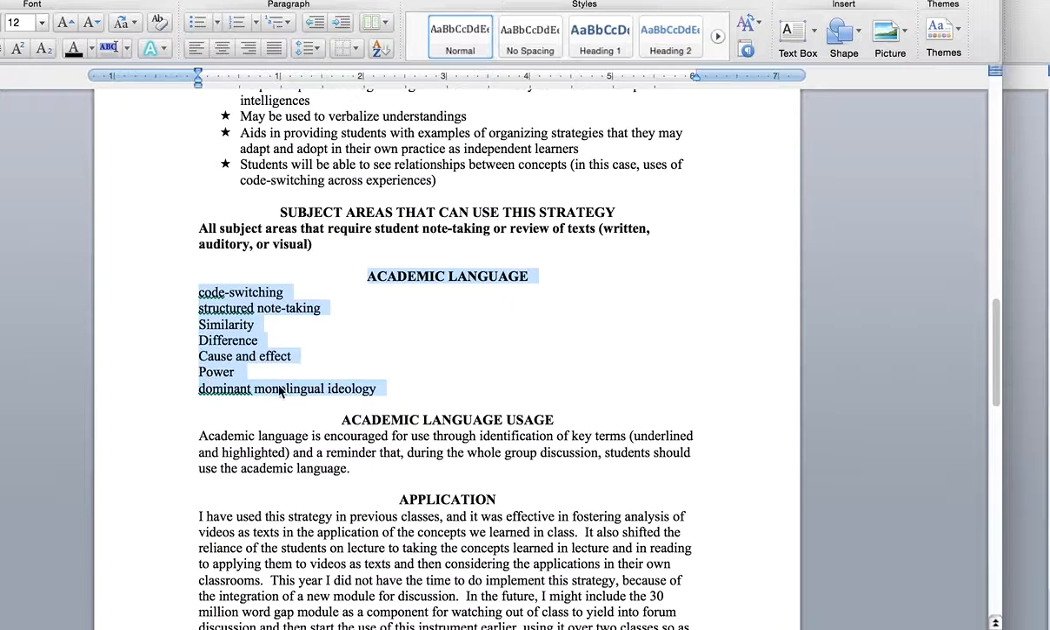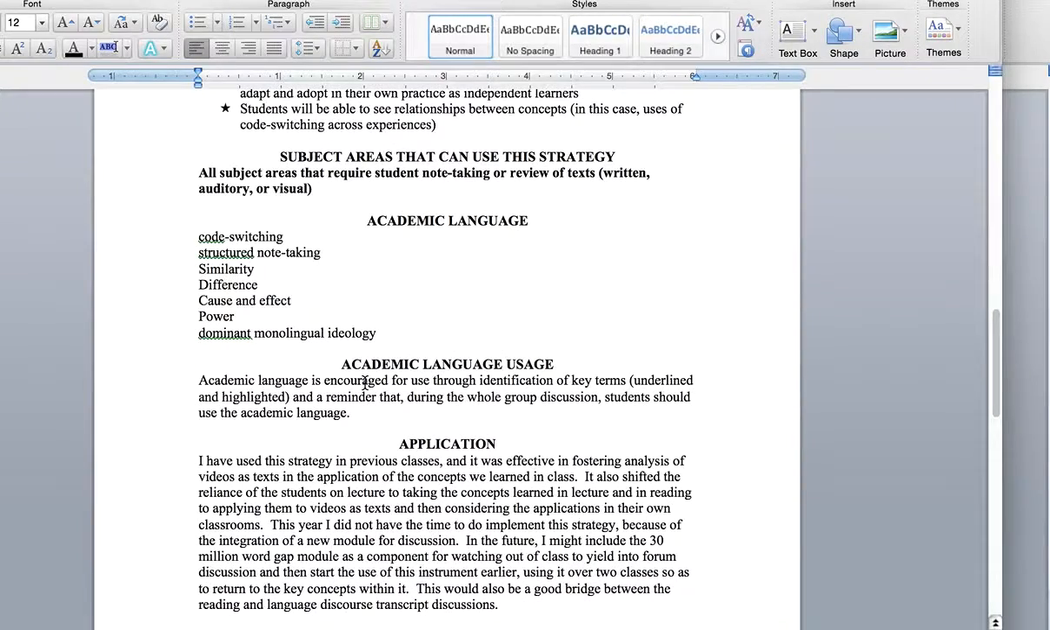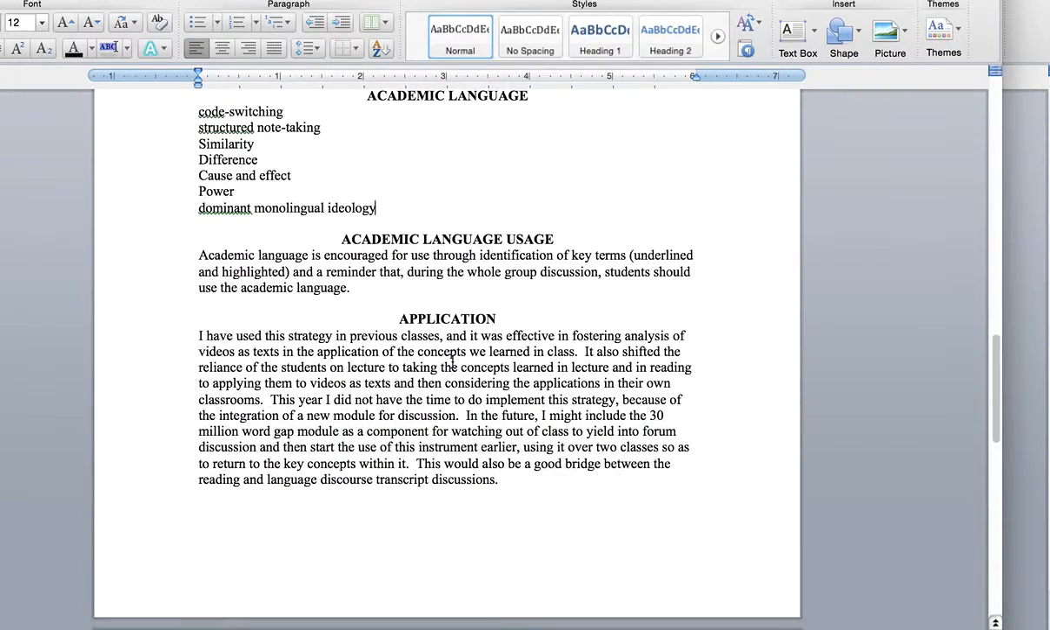In our case, the academic language is this: code switching, structured note-taking, the name of the strategy, similarity, difference, cause and effect, power, and dominant monolingual ideology. These aren't usually common words that you're going to be using with one meaning, right? These aren't tier 1. They're more like tier 2 to tier 3 words, especially dominant monolingual ideology.